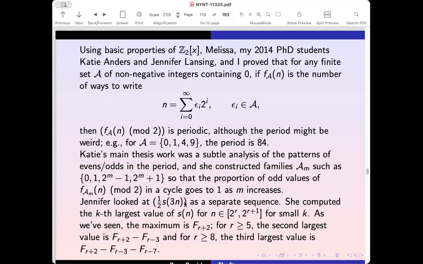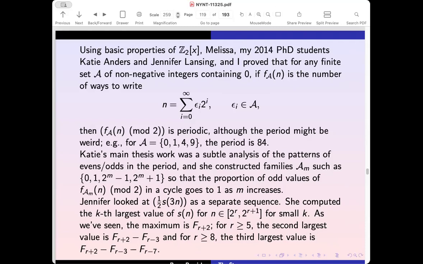Jennifer looked at the sequence 1/2 S of 3n and computed the kth largest value. The maximum is F r plus 2. The second largest value is F r plus 2 minus F r minus 3. The third largest value is written there.